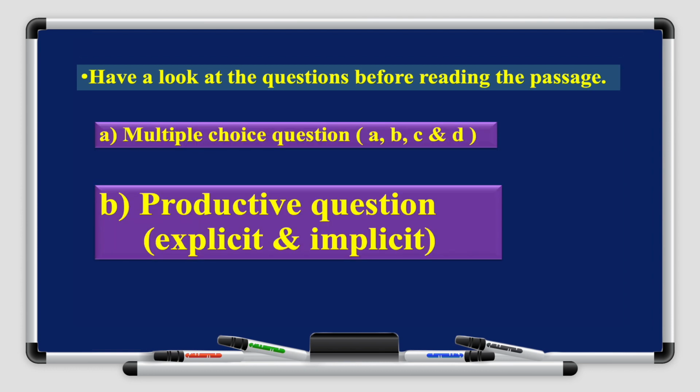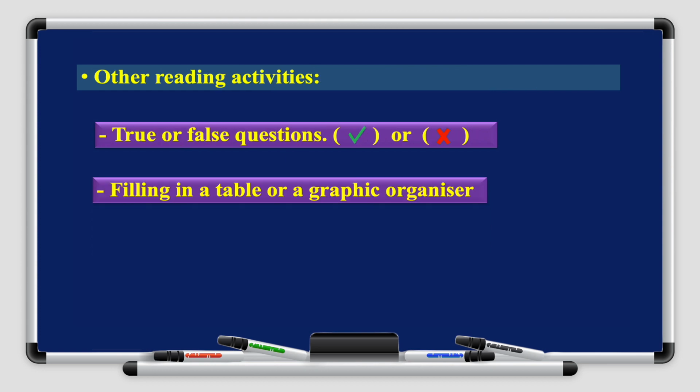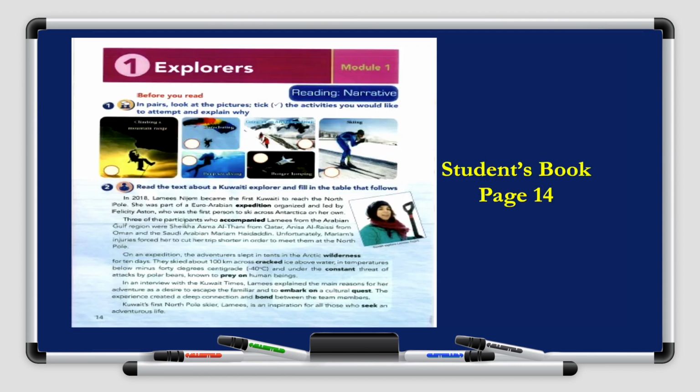We have some productive questions, explicit and implicit. We have true or false questions and filling in a table or graphic organizers. All of these are types of questions presented. Looking at the student's book page 14 and reading the text given, as we did in the previous episode, we are going to answer the following questions.